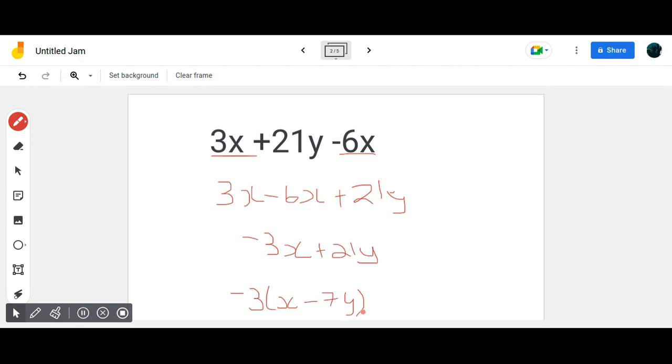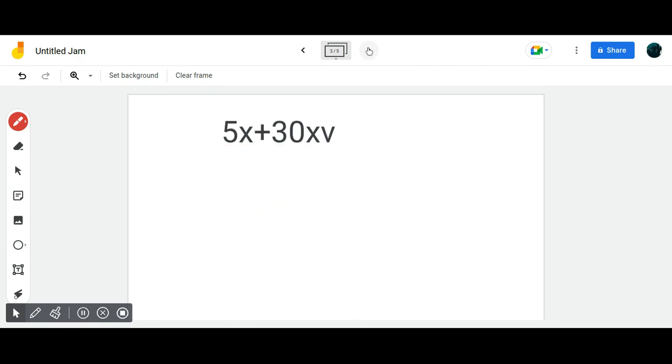So this is our answer. Negative 3, open bracket, x minus 7y, close bracket, right? And this is our final answer in terms of factorizing. Moving on to the next question.